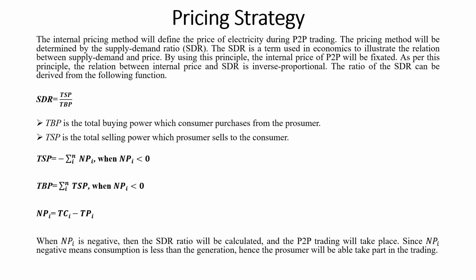The SDR is equal to total selling power divided by total buying power. Here TSP is the total selling power from the prosumer and the TBP is the total buying power from the consumer. So TSP is the summation of negative net power. Here net power is the difference between total consumption and total production of the prosumer. When the production is higher than the consumption, there is excess energy available, so the prosumer will be able to trade. That's why total selling power is equal to minus NP. And the total buying power is the summation of total selling power from the consumer.